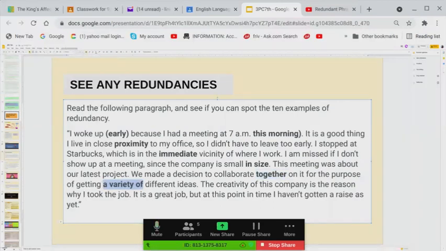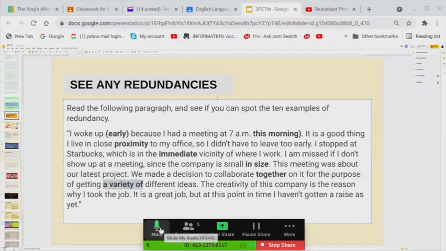Last two sentences now. Let me read that for you. It says, the creativity of this company is the reason why I took the job. Notice any redundant expression there? No, miss. I'm hearing a whisper. No, miss. Yeah, man, one is right here.